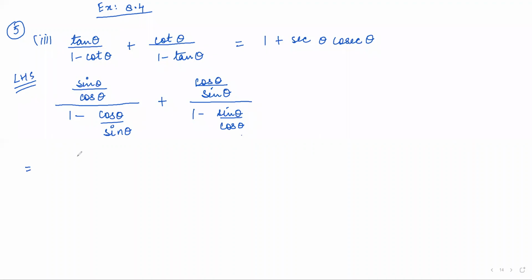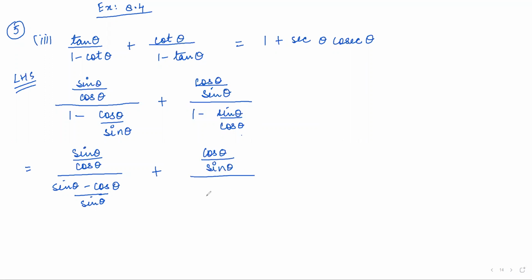Now, let us simplify it. Sine theta divided by cos theta, and here you take LCM sine theta, and then you have sine theta minus cos theta. Is that okay, Hamna? Yes, ma'am. Okay, cos theta upon sine theta, and then again you take LCM here. LCM will be cos theta, so it will become cos theta minus sine theta. Any confusion?